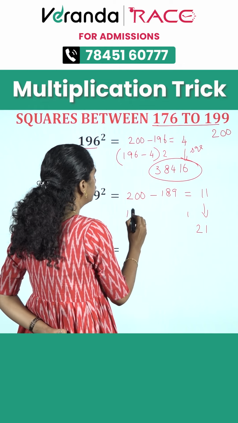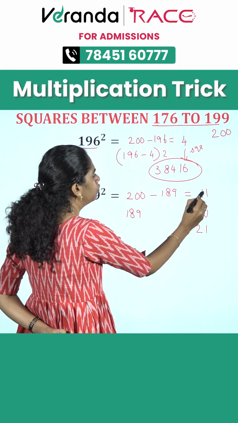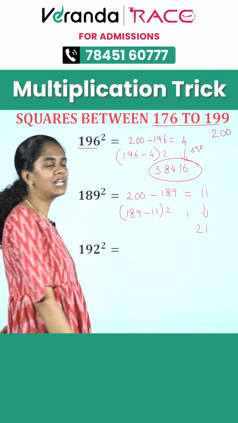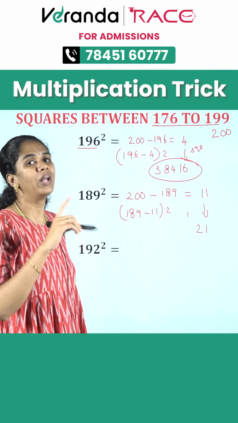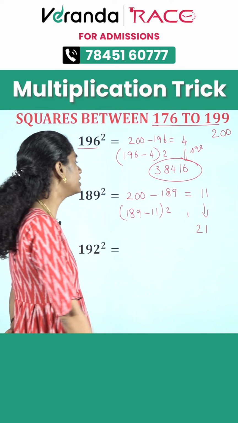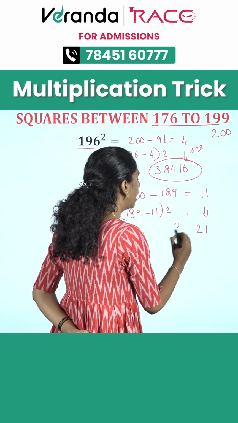Next, we need to subtract 11 from the given number and multiply by 2. 189 minus 11 is 178. 178 into 2 means 356. 356 plus 1 is 357.